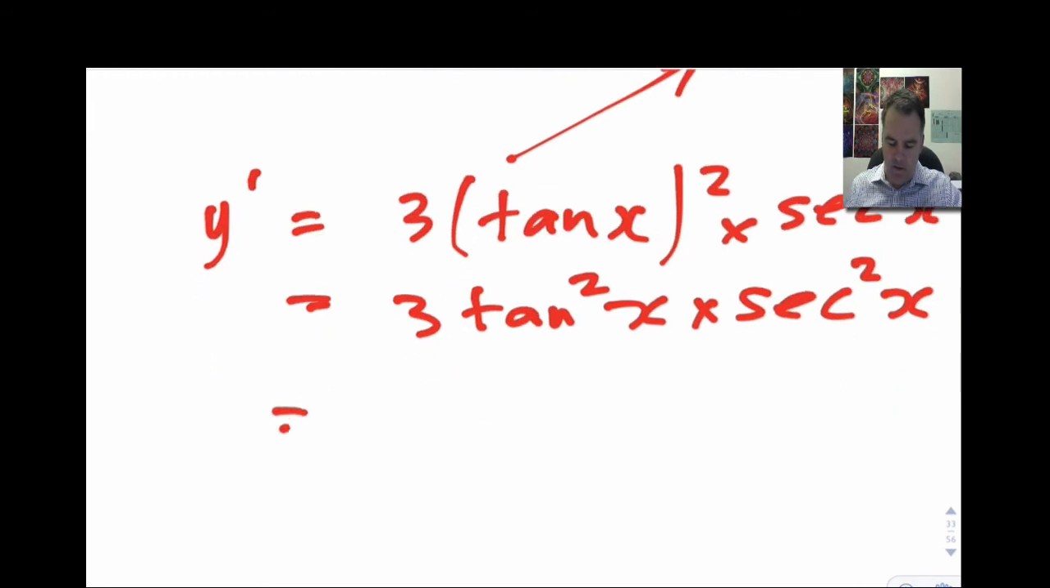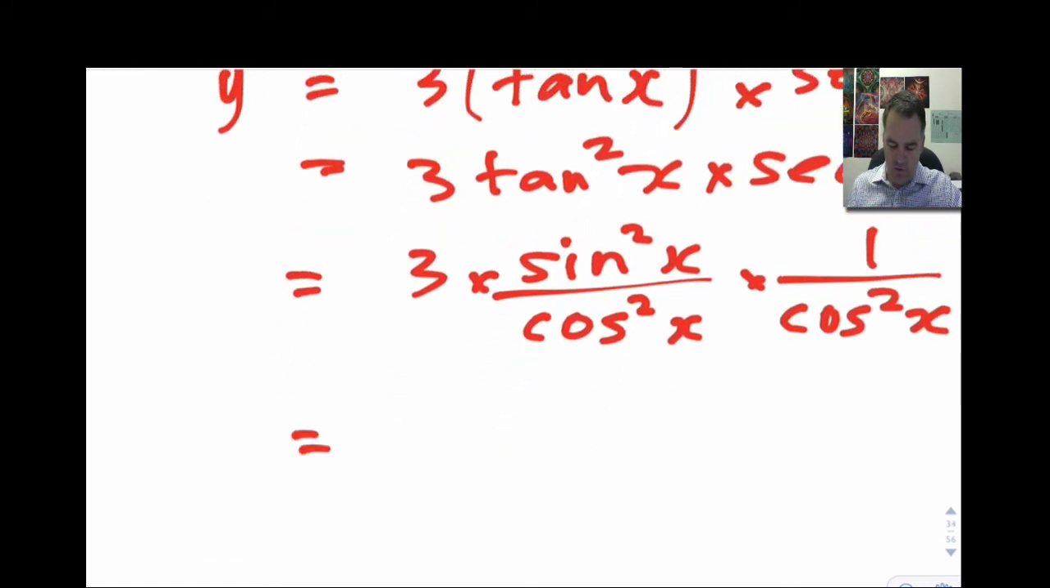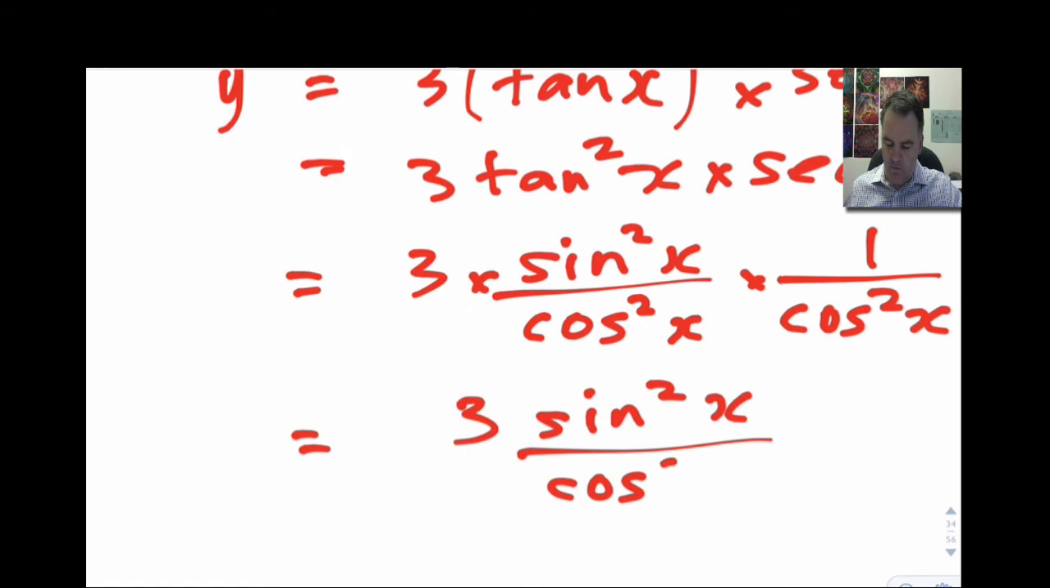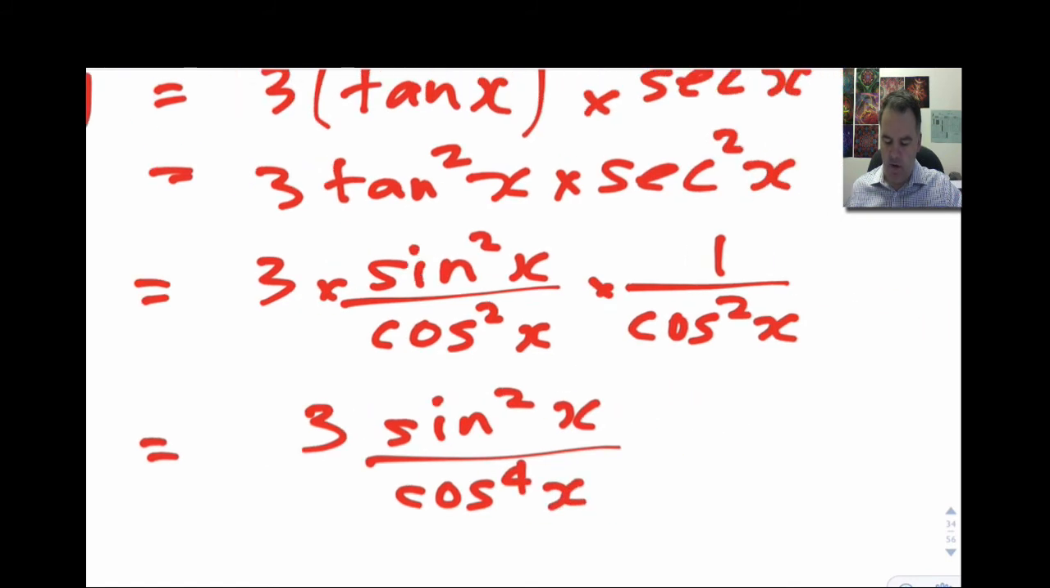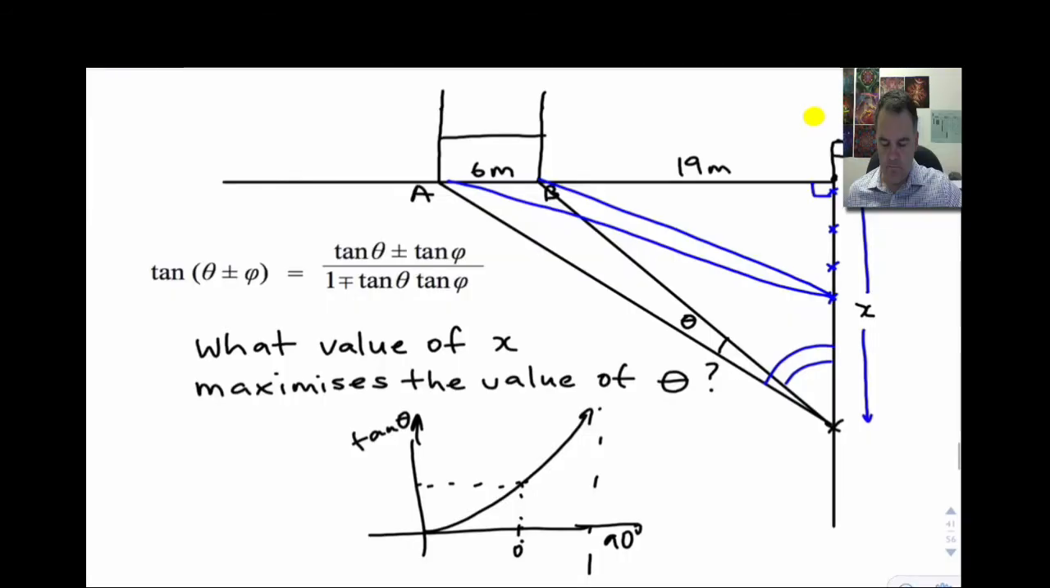Now you could leave it like that, I think that would be fine. If you do want to simplify it, you could do something like this. That's sine squared over cos squared x. Sec squared is 1 over cos squared x. So sometimes, you know, things will simplify. Here it doesn't. So I could write this as 3 sine squared x over cos to the 4x. But that's no simpler than what we had originally. So there's the answer for the derivative of tan cubed x.